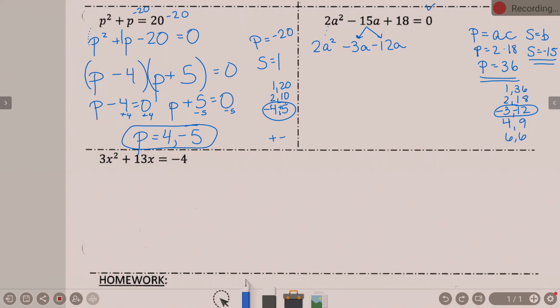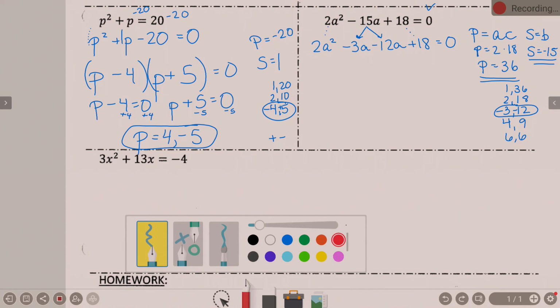Now don't forget, 2a squared will carry down, and plus 18 and technically equals 0 carries down. I've got 4 terms. How do I factor when there's 4 terms? Split it in half. Good. So I'm going to split it in half right after the second term.